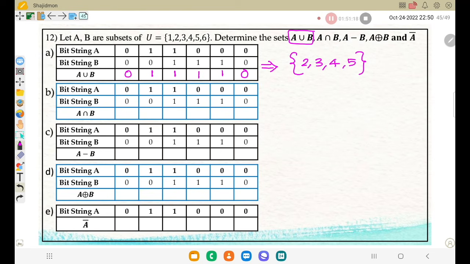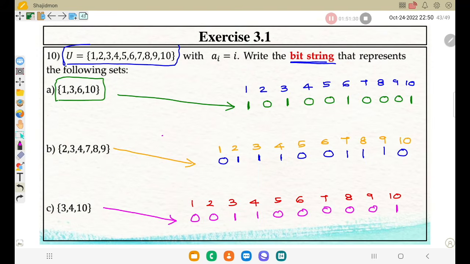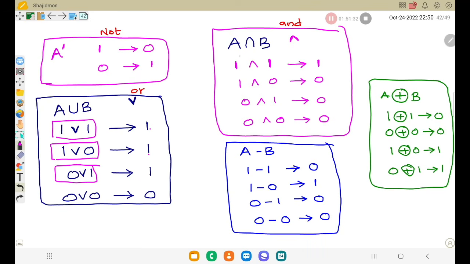Go to the second one now. The bit string of A is 0, 1, 1, 0, 0, 0, and the bit string of B is given. What is A intersection B? Intersection means A and B. What is the rule we have studied? For A and B, 1 and 1 gives only 1. All other cases give 0. Both being 1 gives 1, all other cases 0. That is the meaning of A intersection B.